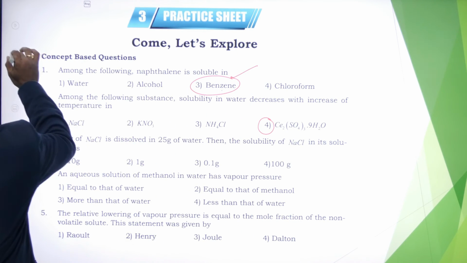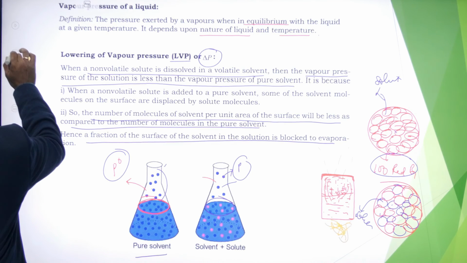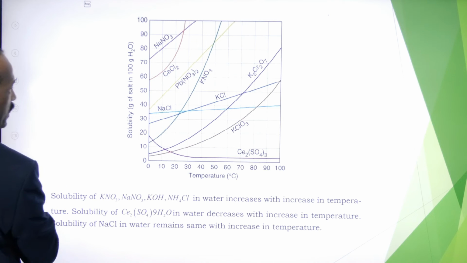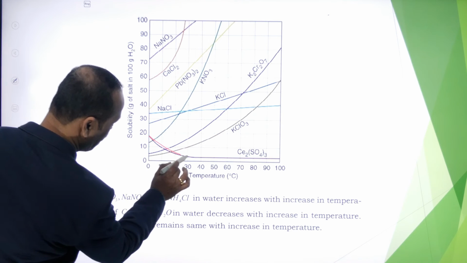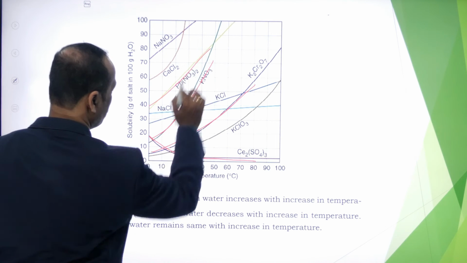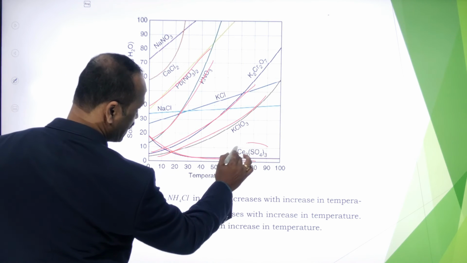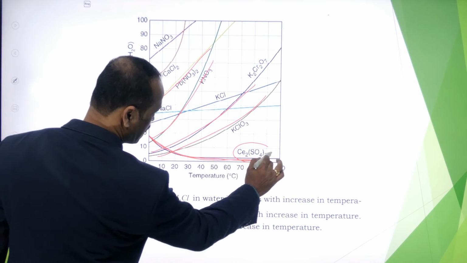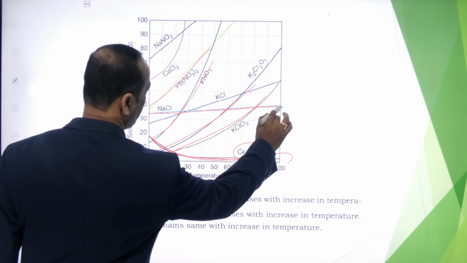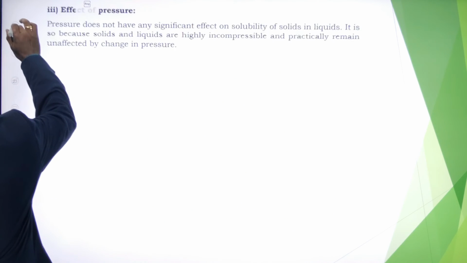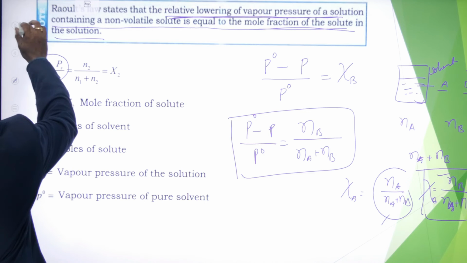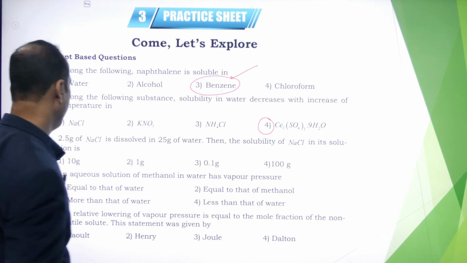I explained this, and if you want me to show it, I'll show it also. Here you can see, this one is decreasing, coming down. Here all are increasing, going up, going up. So which is decreasing? This is decreasing, so cerous sulfate is decreasing. This is there in your material, you can check. And sodium chloride remains the same. So what's the answer now? The answer is cerous sulfate.